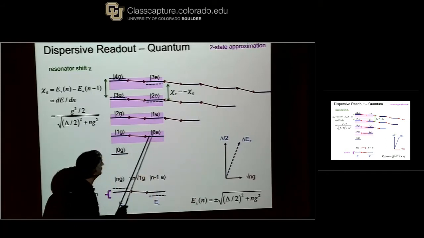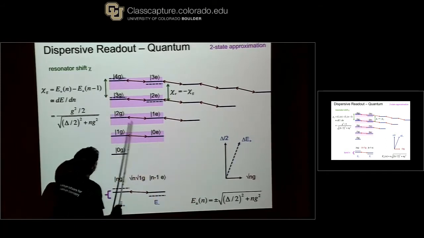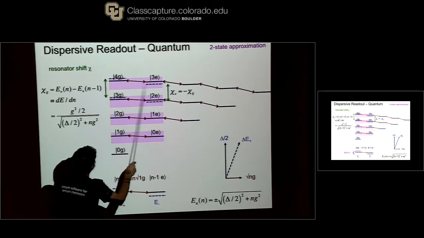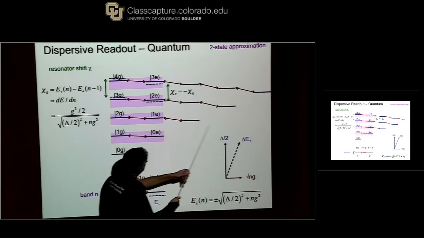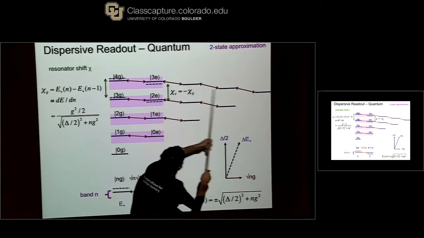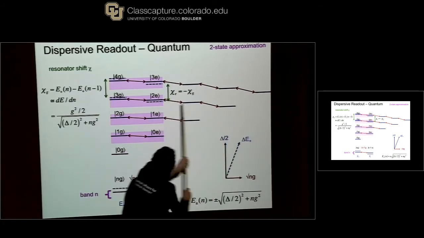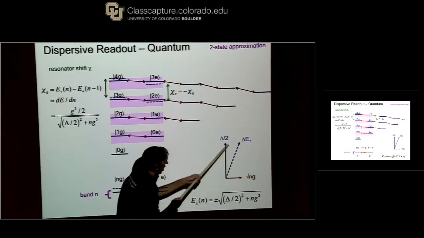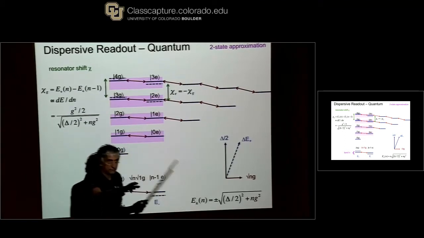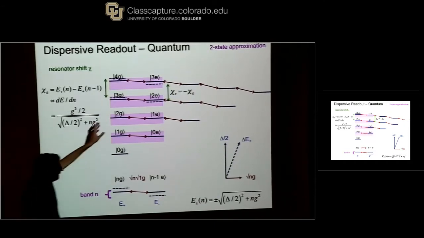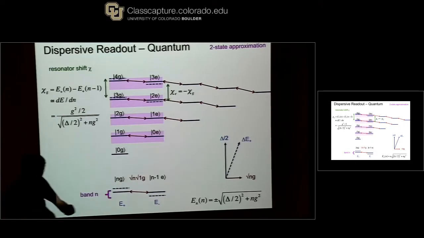When n is less than n crit, you're mostly in these states right here, and you have very little excitation in these higher states. But when n gets bigger than n crit, you start exciting a bunch of these states, because this root n g starts getting to be the same magnitude as the detuning. Yes. So n crit is when your coupling is getting equal to detuning, and then you kind of have to do the full calculation. Okay?